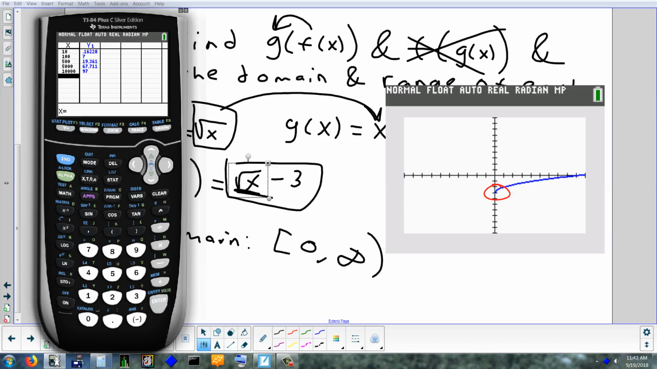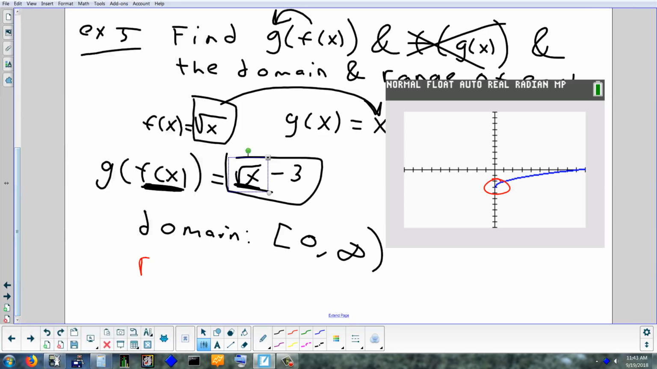Does it look like it's leveling off? No. It's not going up fast. You've got to go all the way to 10,000 on the x-axis before you get to 97 on the y. But it's never going to stop going up. So the range is all numbers from -3, and it will slowly keep going up. That's your range.